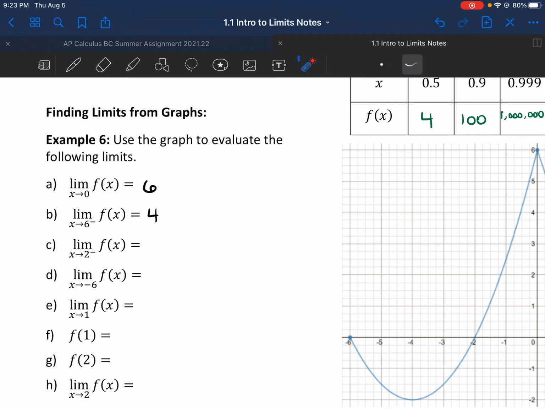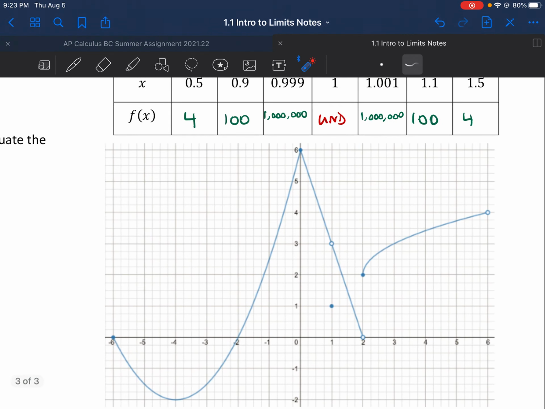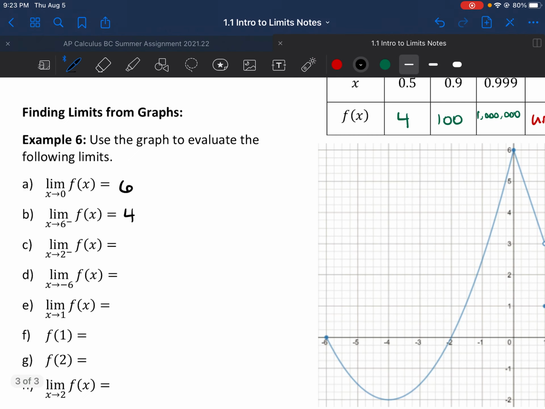Okay. Part C, the limit as x approaches 2 from the left. So here's the x value of 2, and we want to approach 2 from the left side. So I'm tracing the function, and as we approach 2 from the left side, the function values are getting closer and closer to 0.